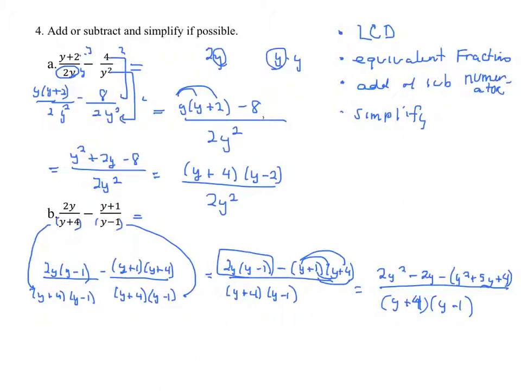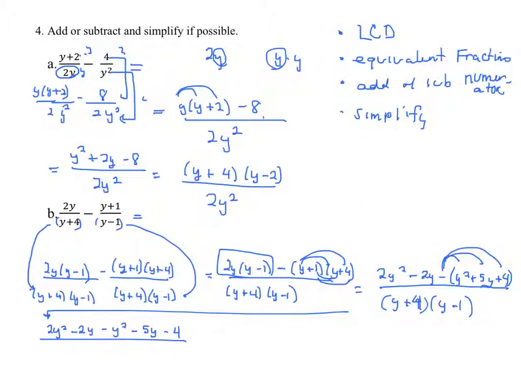The beauty of it is once you get a common denominator, just tag it along, and then we'll work on the numerators. Now this one's tough because it's a subtraction, so I have to distribute my negative. So I'm going to get, let's go all the way over here, you guys. 2y squared minus 2y minus y squared minus 5y minus 4, all over y plus 4 times y minus 1.